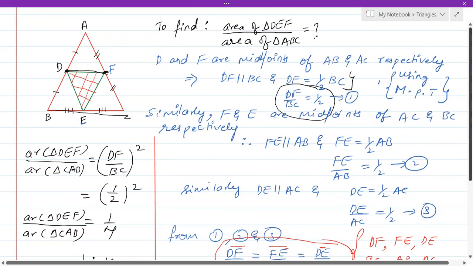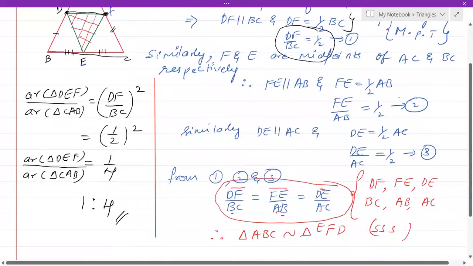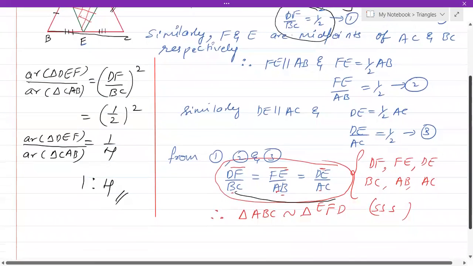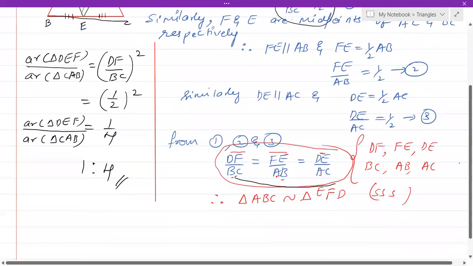If we follow the same pattern for the other two midpoints, we get equation 2 and equation 3. If we observe equation 1, 2, 3, all are equal to half. Therefore, we can tell that the three ratios are equal. Interestingly, these three ratios are nothing but the sides of the two triangles, that is ABC and DEF. Therefore, three sides of both the triangles are in proportion. We can tell that the triangles are similar using SSS. Therefore, if the triangles are similar, we can use the property, and we have used it. We have got the answer.